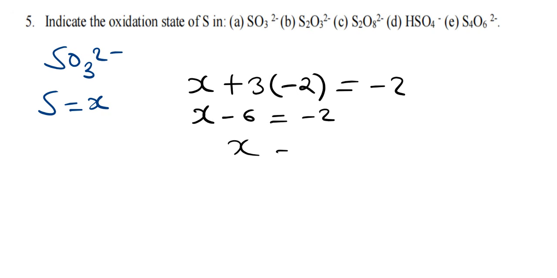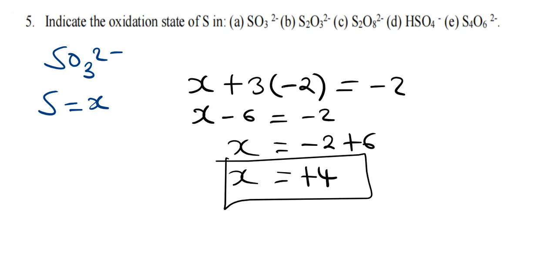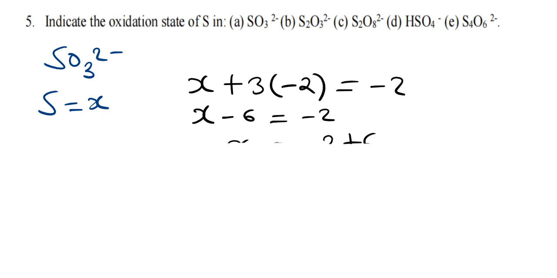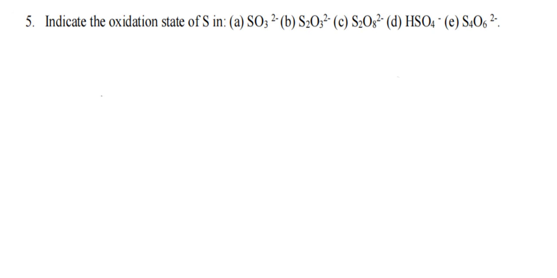X therefore will be equal to -2 plus 6. X in this case will be equal to 4, but it's going to be positive. Always put the positive in front. Don't just put 4, because we're talking about the oxidation state. It's a charge. So the charge of sulfur in this compound is positive 4. That is how we find the oxidation number of sulfur there. Okay, let's come to the second one. We've got S2.